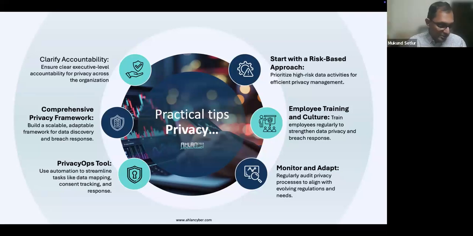Great, thanks. You managed it within 30 seconds. Excellent. Okay. So practical tips for privacy. So first of all, I think we are talking about clarifying accountability here, and there are certain questions around whose accountability it is. So again, it's not a one size fits all model. We see multiple kinds of models coming up here, but a very important thing to consider.